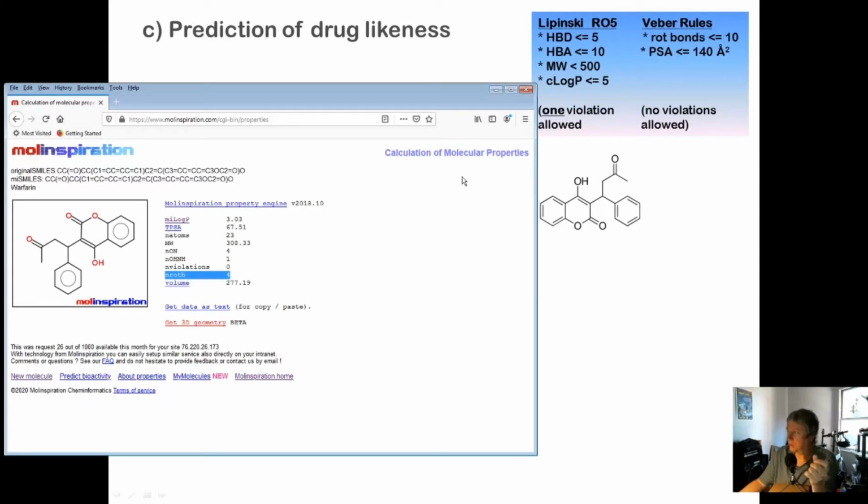Okay? All right, and then PSA should be less than 140. It's calculating TPSA, topological polar surface area, at less than 67, so it's less than 140. So you could conclude that this drug is compliant with both Lipinski and Weber. Also remember with Lipinski, if it is out of compliance, 1 violation is allowed.